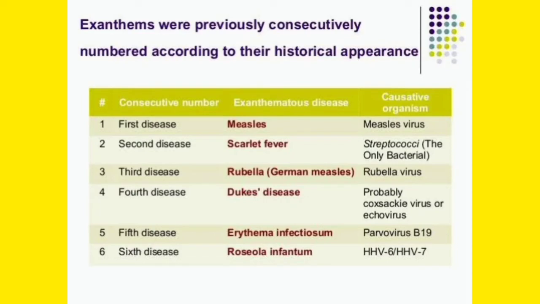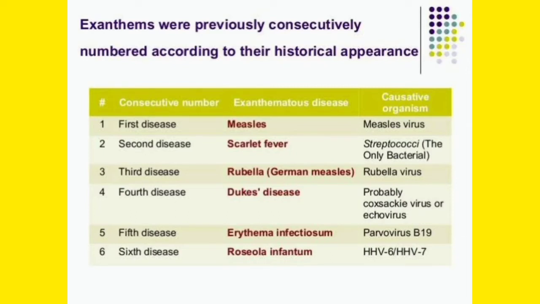So first is measles. First is me. So measles is caused by measles virus. Second, scarlet fever is caused by Streptococcus pyogenes. It forms pus. So it is pyogenes. Streptococcus pyogenes. Remember, pyogenes.